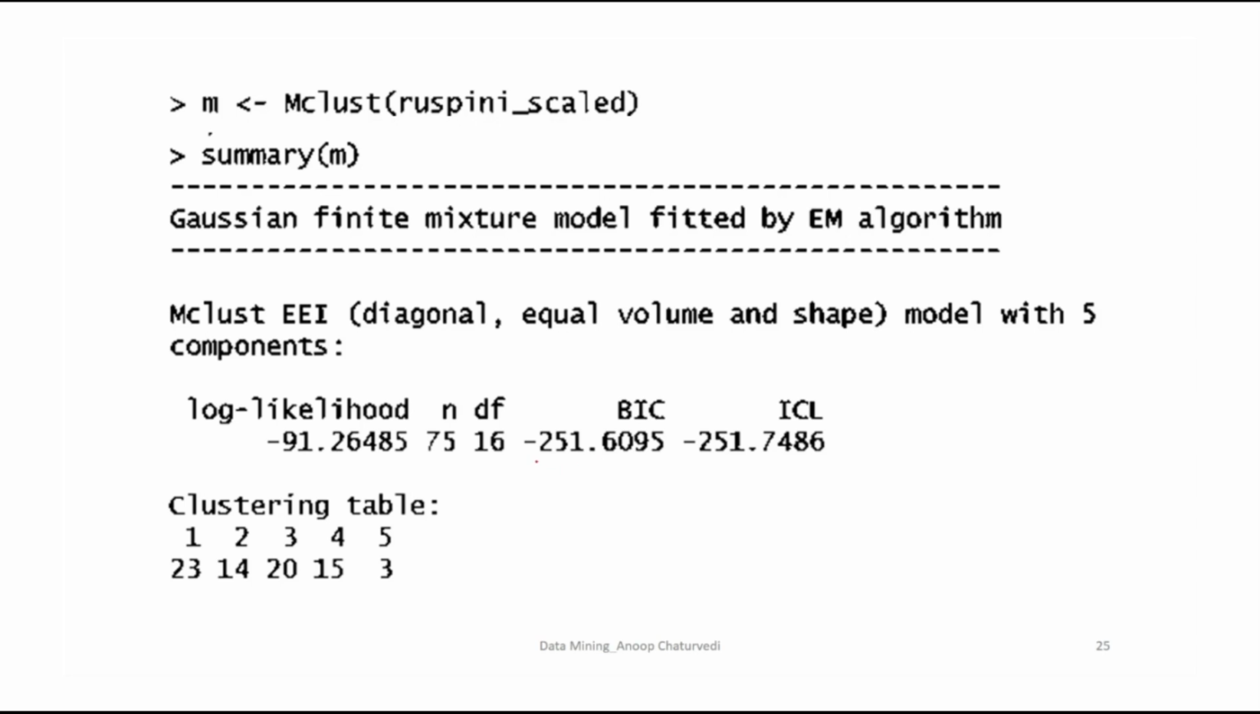Then this is the BIC, this is ICL. And in fact, we have taken 5 clusters. And this is the clustering table. In the first cluster, you have 23 observations, the second one has 14 observations, and so on. The last cluster has just 3 observations in it. So, first we have fitted the Gaussian finite mixture model with the 5 clusters, or a mixture of 5 components.